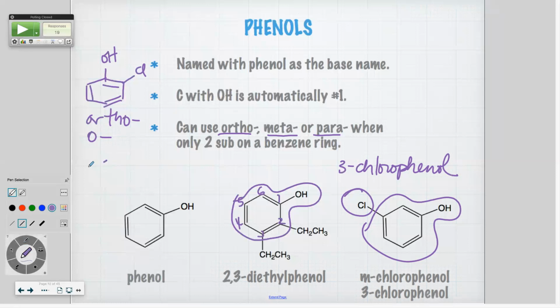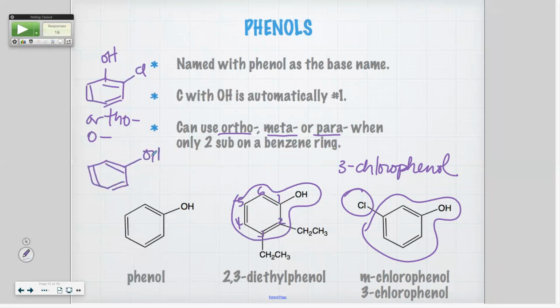And you'll notice that para, they're 2 carbons apart. There's para. Now you can use the numbers, or you can use ortho, meta, or para. Okay? We don't put them together. Like we wouldn't say 4-chloroparaphenol, or 4-para. You use one or the other.